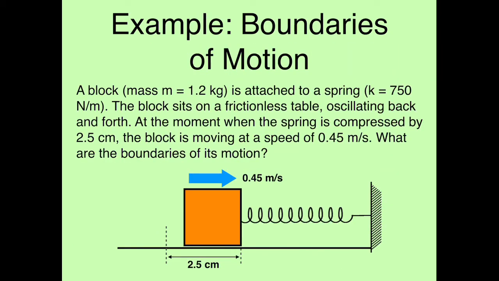Okay, let's try to use this in a problem. We have a block whose mass is 1.2 kilograms. That's this. And it's attached to a spring with a force constant, K, of 750 newtons per meter. The block is on a frictionless table and it's oscillating back and forth, connected to the spring like this. At the moment when the spring is compressed by 2.5 centimeters, the block is moving at a speed of 0.45 meters per second. So at this moment shown in the picture, we know both the compression of the spring and the speed of the block.